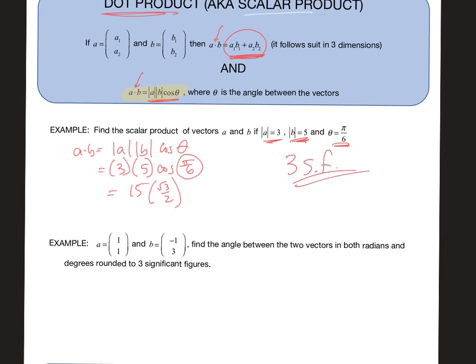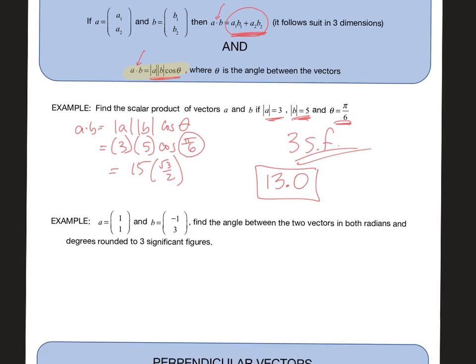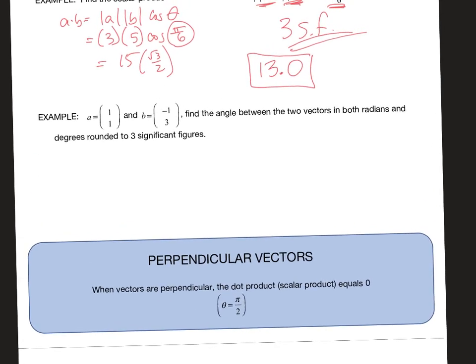From now on, if it doesn't say what to round to, you will be rounding to 3 significant figures. And if you round incorrectly, yes, you will get the problem wrong. So in your handy dandy calculator, go ahead and plug in 15 rad 3 divided by 2, and rounding that correctly, you should get 13.0, 3 significant figures.